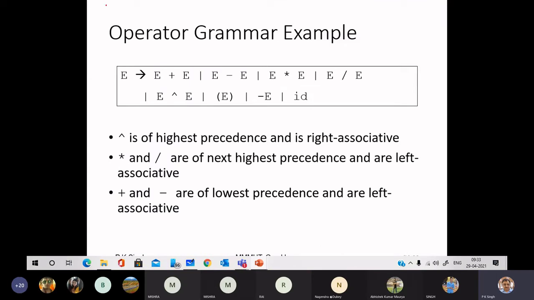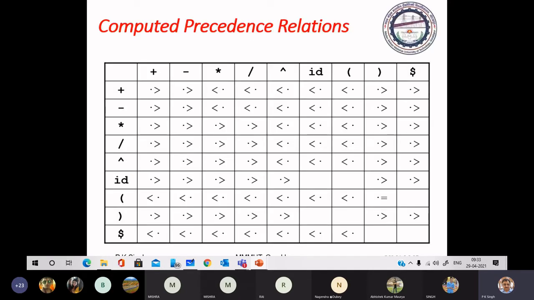Here we have the various operators, where the power operator has the highest precedence and is right associative. Multiplication and division are next highest, left associative. Plus and minus have the lowest precedence, left associative. This is the computed precedence relation.